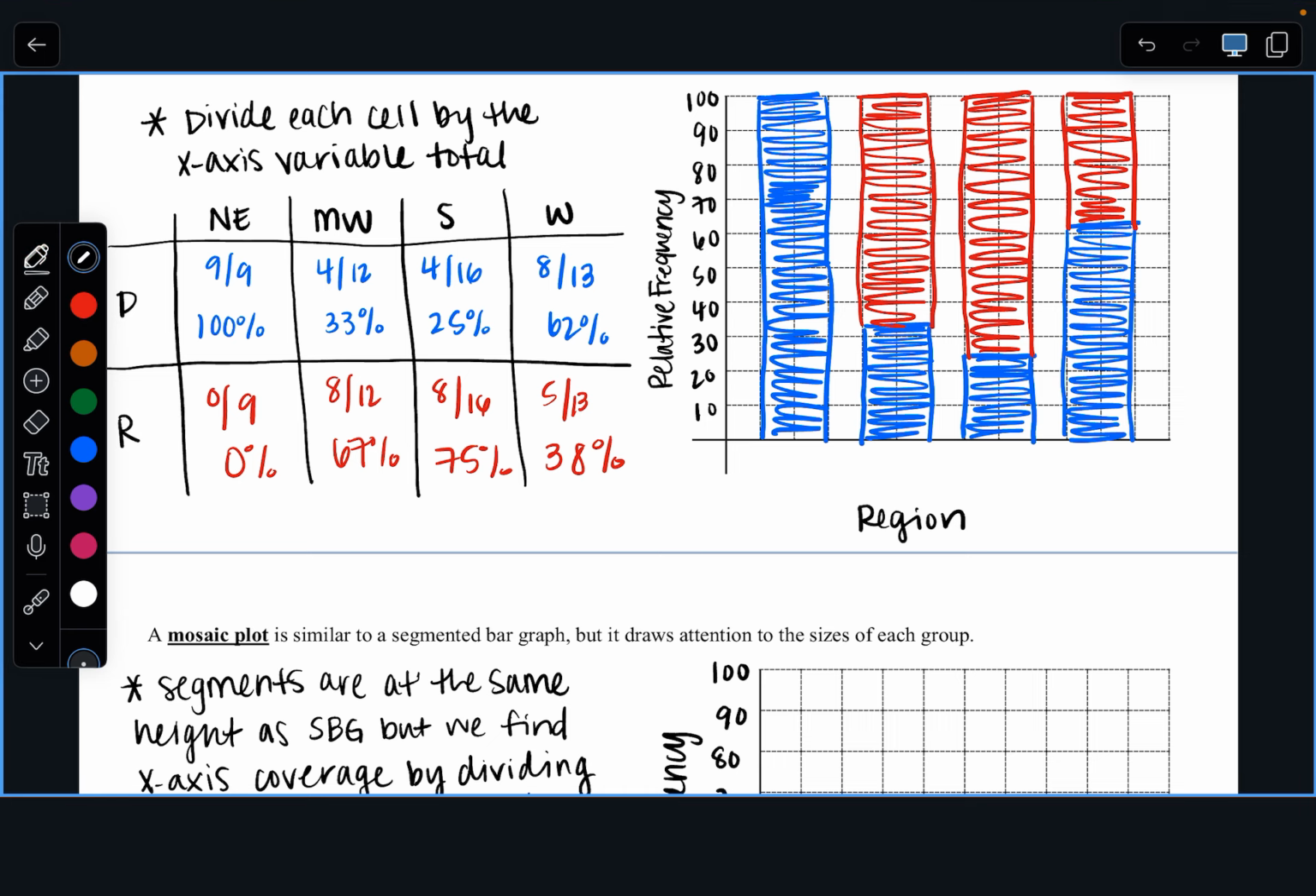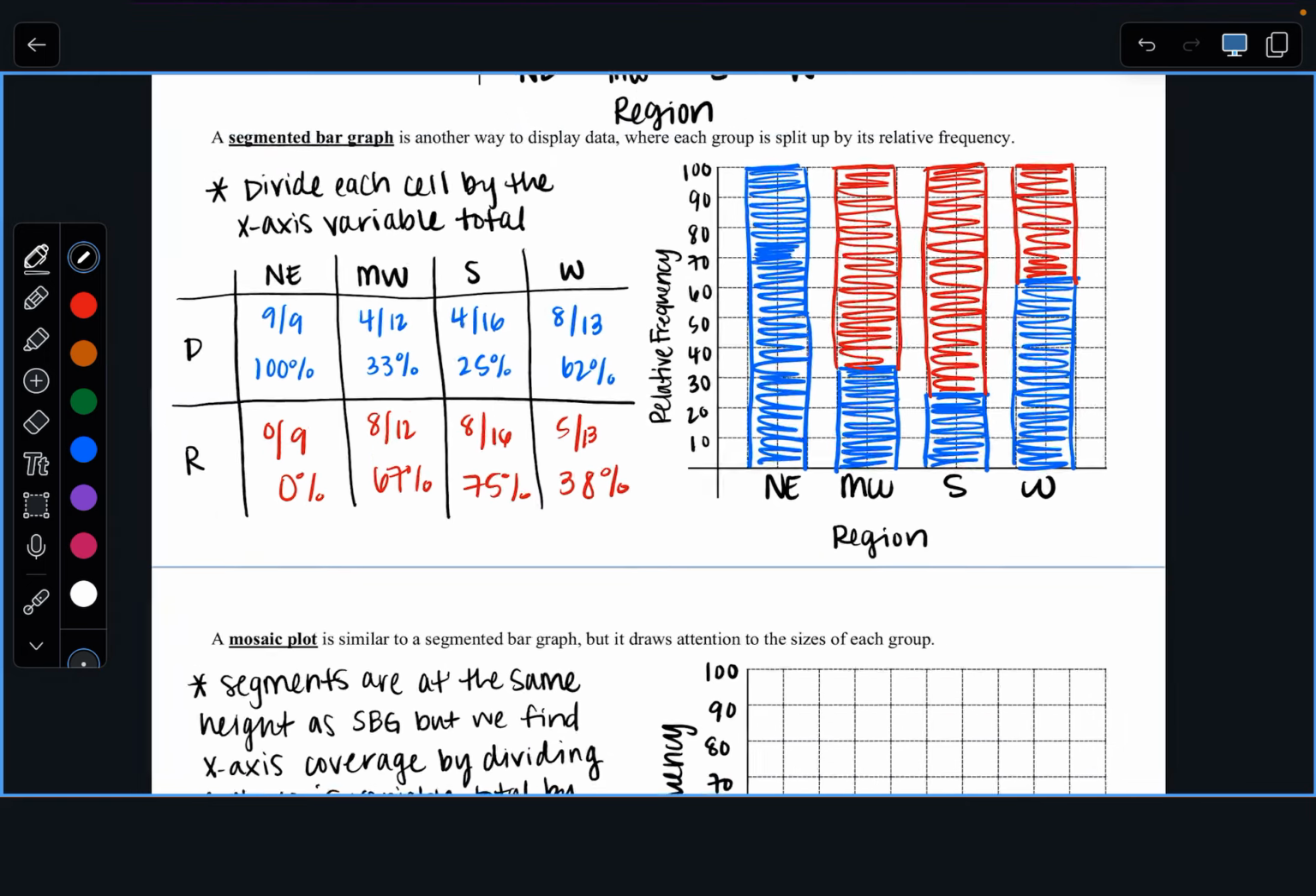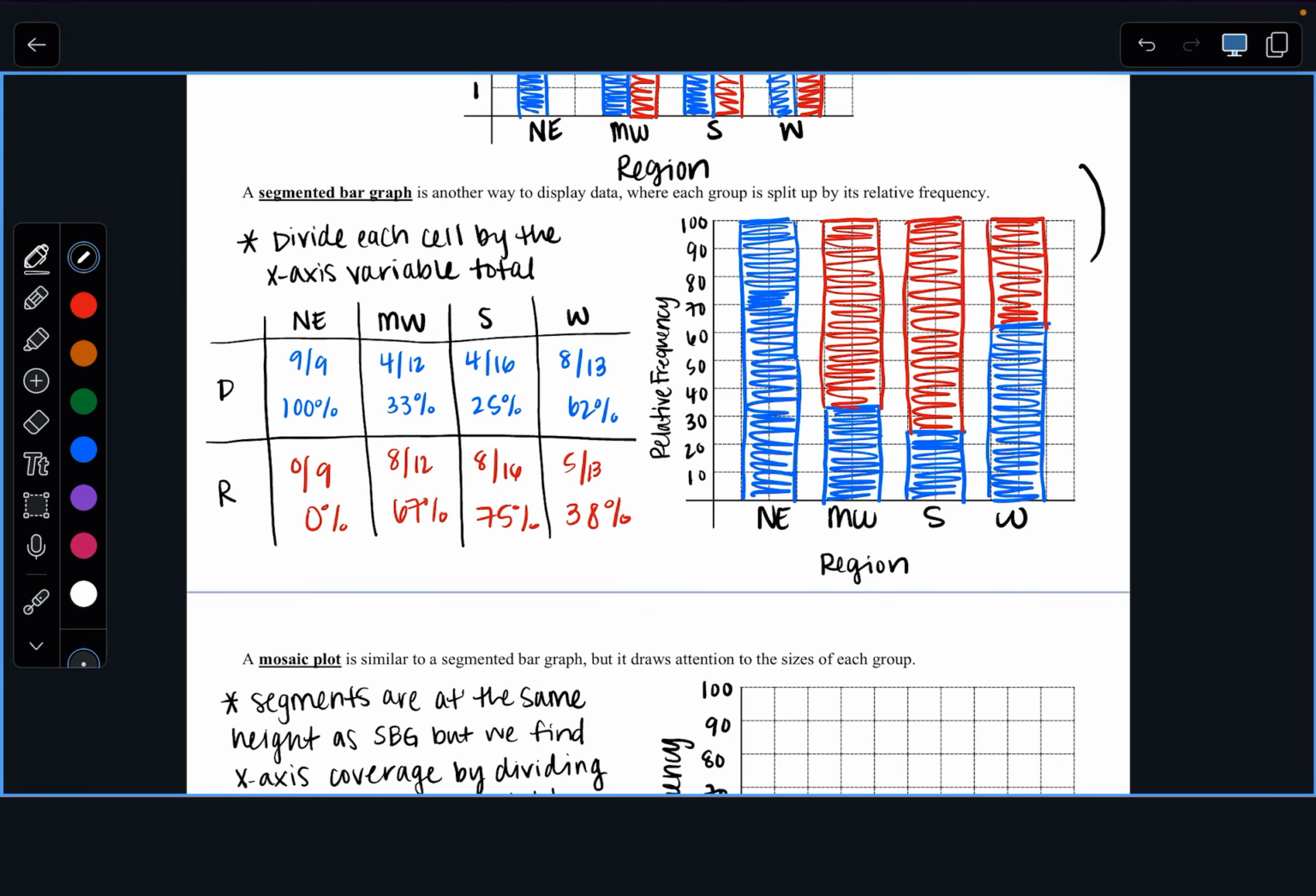So I'm going to have Northeast, Midwest, South, and West. Now, with this, just to kind of make some notes, because again, this is probably the one that you're going to see the most. It's going to be the most popular in all of the stats graphs that you get. I'm going to draw a little note up here. If the bars are varying heights, then that means there's an association.